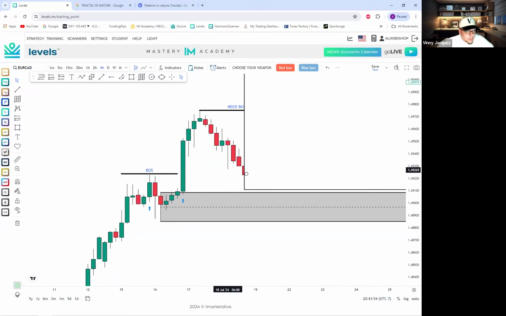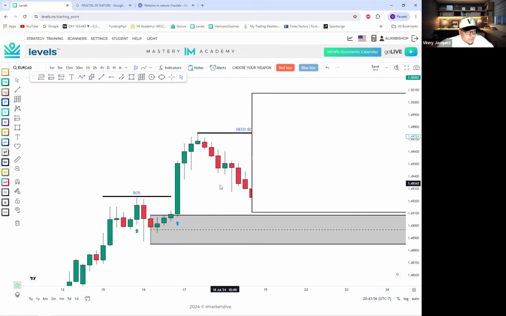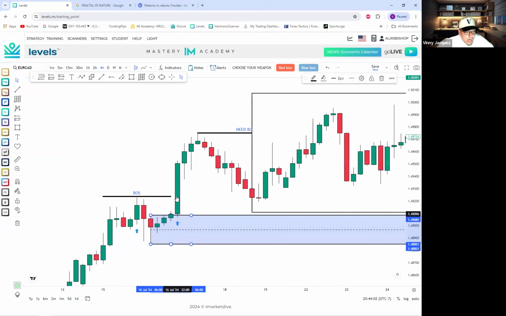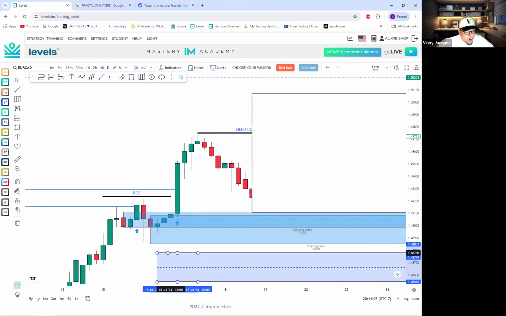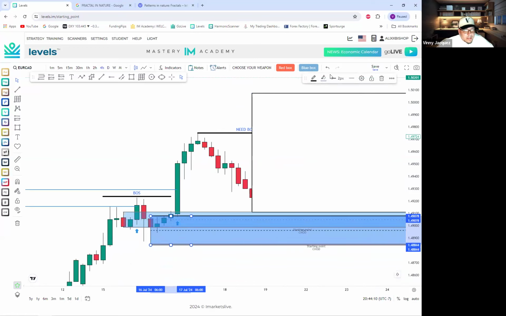So look, check me out, guys. I'm waiting for buys right here. Levels is even letting me know, like, yo, we got a blue arrow. This is the blue breakout. Look, if I match the blue arrow with this blue box, it's going to draw this thing out for me.